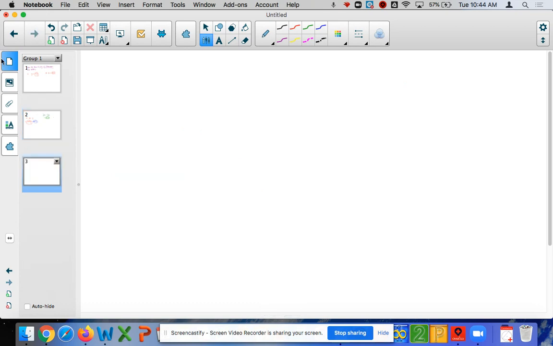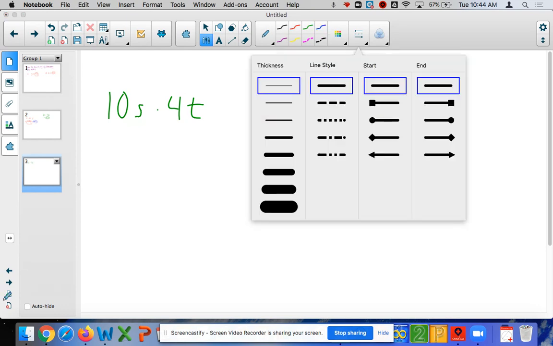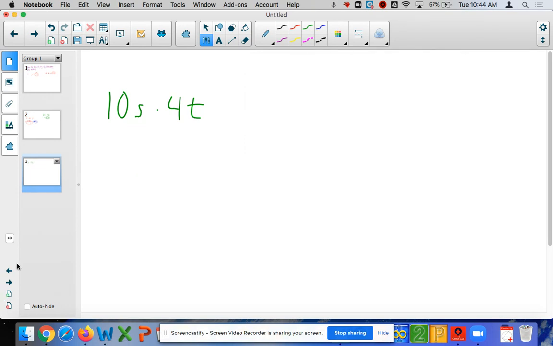What if I've got something like 10s times 4t? What would your answer for that be? Take a moment and try that one out. Try that one out quick. All right, hopefully you got 40st. Multiply the 10 and the 4 together first, and then you just leave s and t as they are, because again, they're variables.